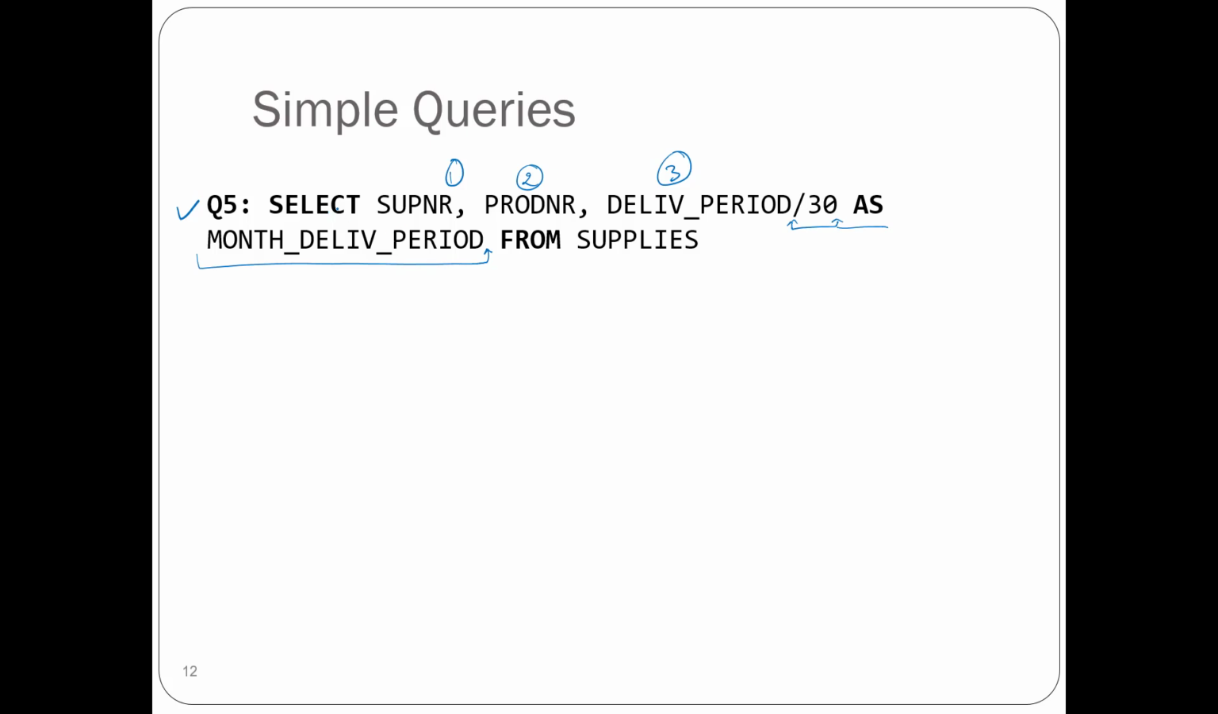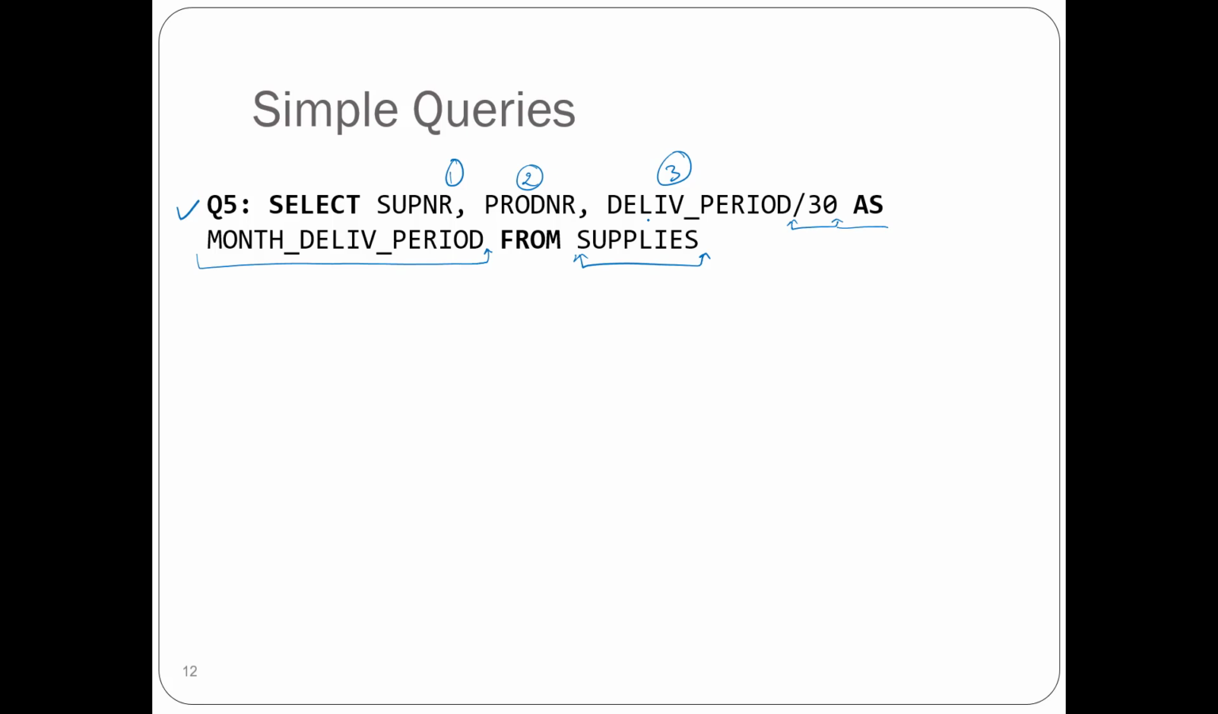We want the data for sub NR and prod NR and delivery period, and all this data is coming from our source table, which is supplies. So from this supplies table we want the data for these 3 columns: sub NR, prod NR, and delivery period. Good, simple. Probably we are using the supplies table for the first time in this lecture. Good. So now let's look at more interesting stuff which will make this query slightly complex.